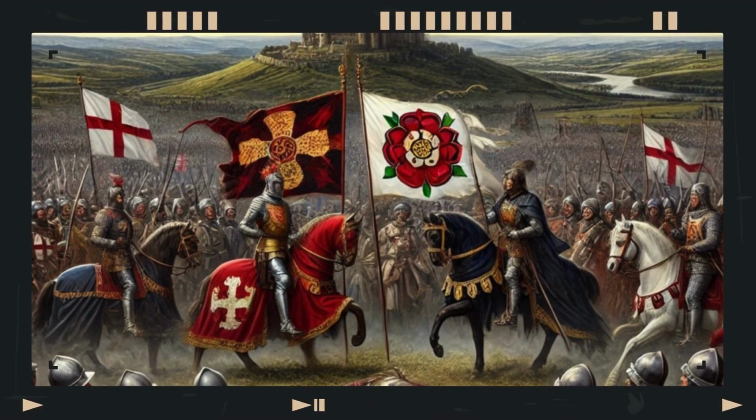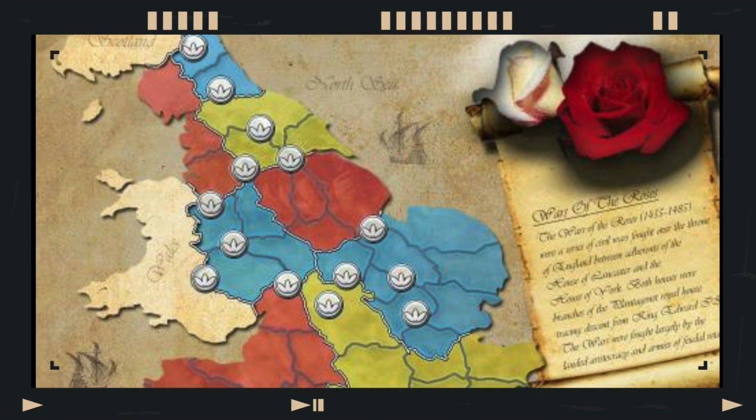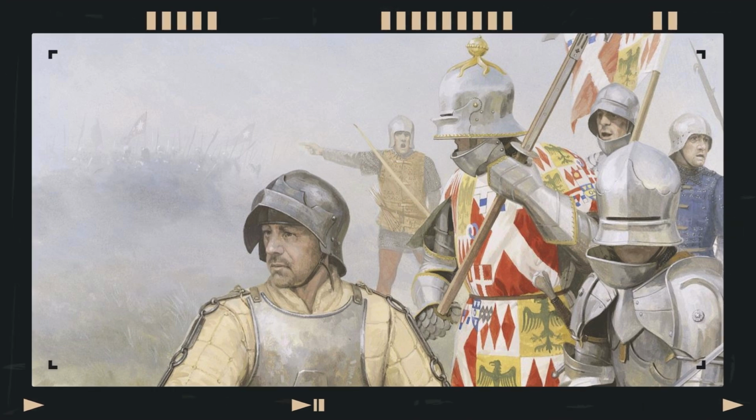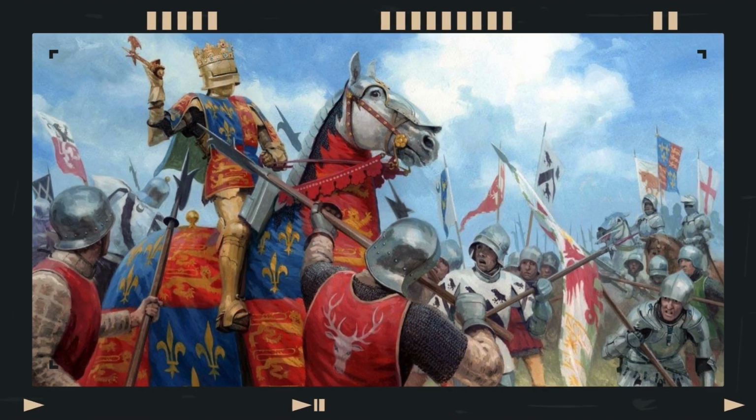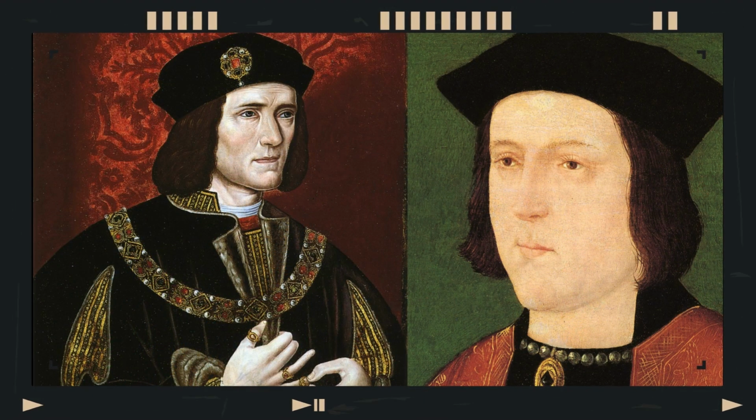Today we dive into turbulent 15th century England to learn about the Wars of the Roses, a series of civil wars that pitted two powerful noble houses, the Lancastrians and the Yorks, against each other for control of the throne of England. This dynastic conflict not only left a deep mark on English politics and society, but also brought the Middle Ages to an end in England, ushering in a new era under the Tudor dynasty.